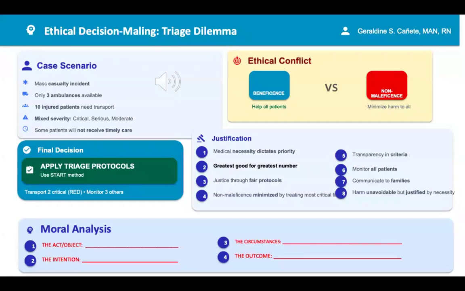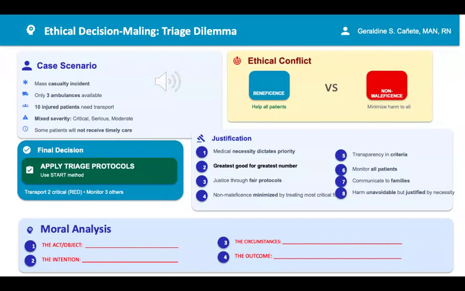Okay? There is also transparency in criteria. The triage criteria are clear and transparent so that everyone understands how decisions are being made. All patients are continuously monitored to ensure that their condition does not deteriorate. Families are kept informed of the triage decisions and the reasons behind them.